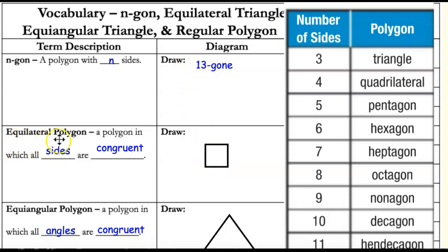An equilateral has the word lateral, which is sides. So it's a polygon in which all sides are congruent. Now typically when you look at a polygon in geometry, they'll have some markings to indicate that they're actually congruent, and typically that would be like little lines like this. And the next one is equiangular. Equiangular is a polygon in which all angles are congruent, and that would be denoted with one mark like this in the corners.